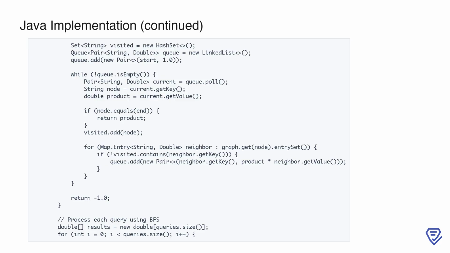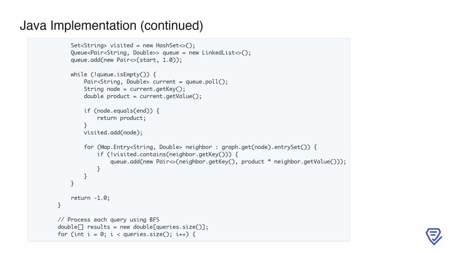A visited set is used to ensure that we do not revisit nodes, and a queue is initialized with the starting variable and an initial product of 1.0. The queue stores pairs of variables and their cumulative product values. While the queue is not empty, we retrieve the next pair. If the current node matches the target variable, we return the product as the result of the query. Otherwise, we mark the current node as visited and explore its neighbors.